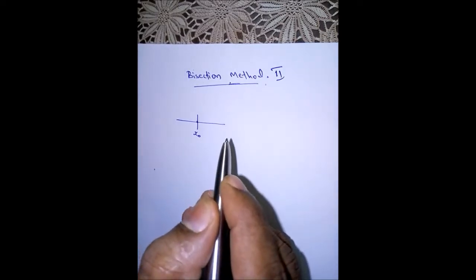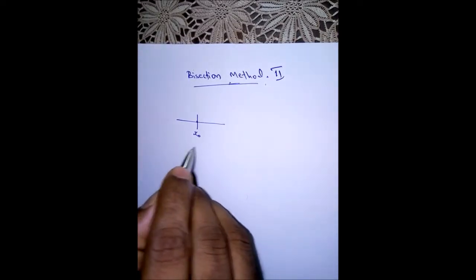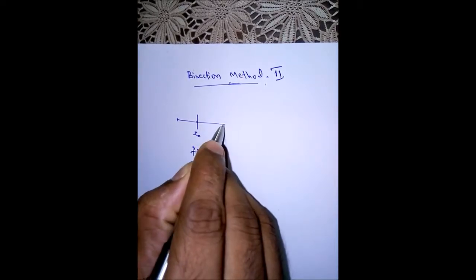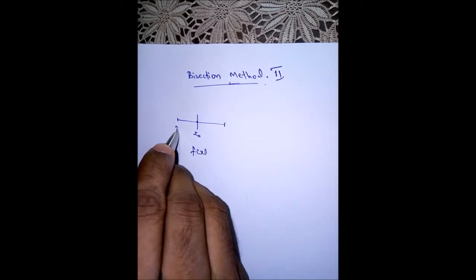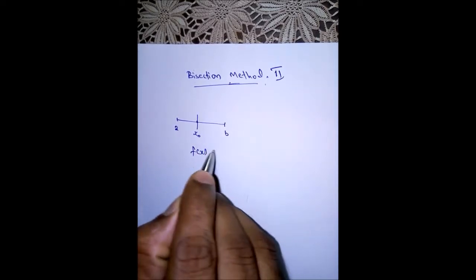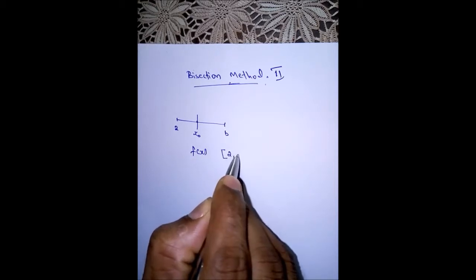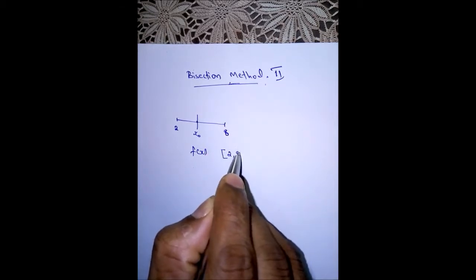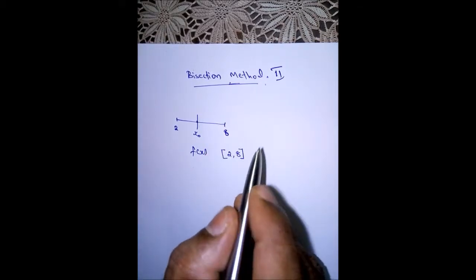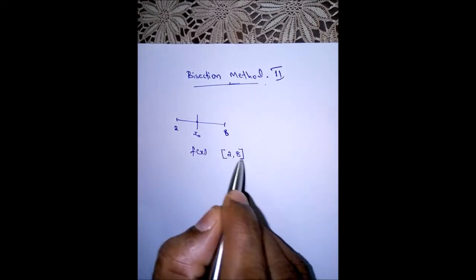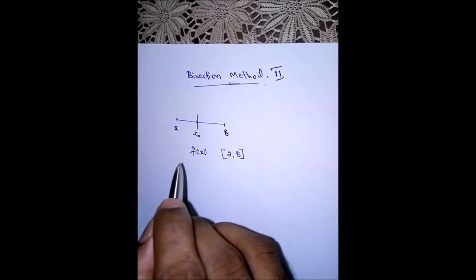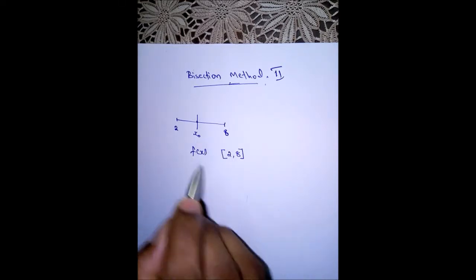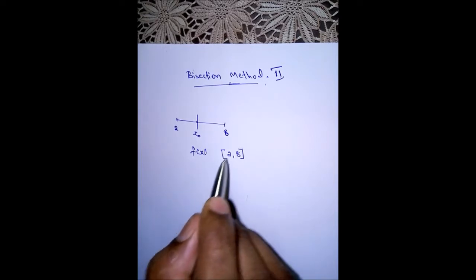For example, we know a function f of x is continuous in the interval a and b. Here we consider the interval 2 and 8, where f of x is continuous and has a root. The root lies in between 2 and 8. That means the function is crossing the x-axis, or f of x is equal to 0 in the interval 2 and 8.